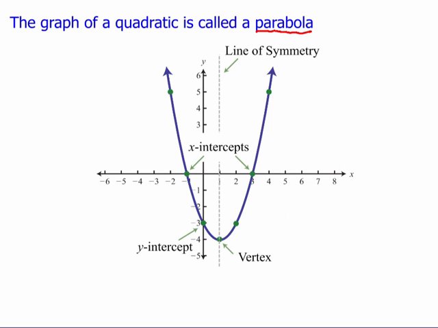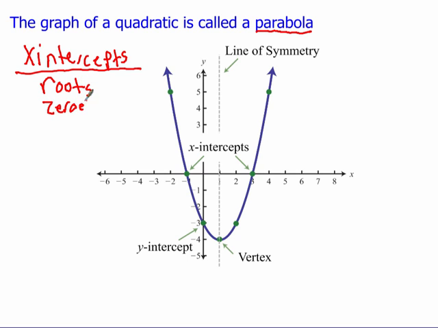So the x-intercepts, you should know, the x-intercepts are where the line crosses the x-axis, and in a quadratic, the x-intercepts have some other names that we need to know. They're also called the roots, the zeros, and as we're about to find out, they are also the solutions to a quadratic equation. So x-intercepts, roots, zeros, solutions, they all mean the same thing. It's where the graph crosses the x-axis.